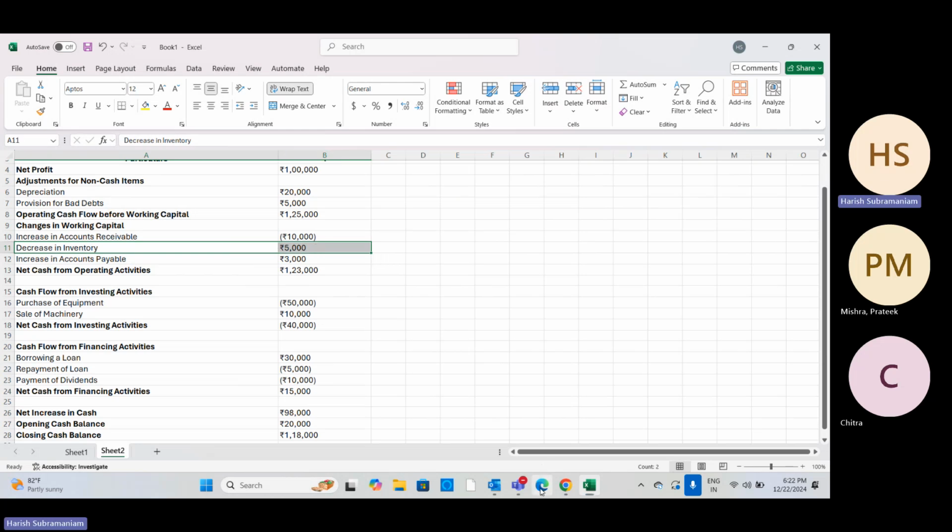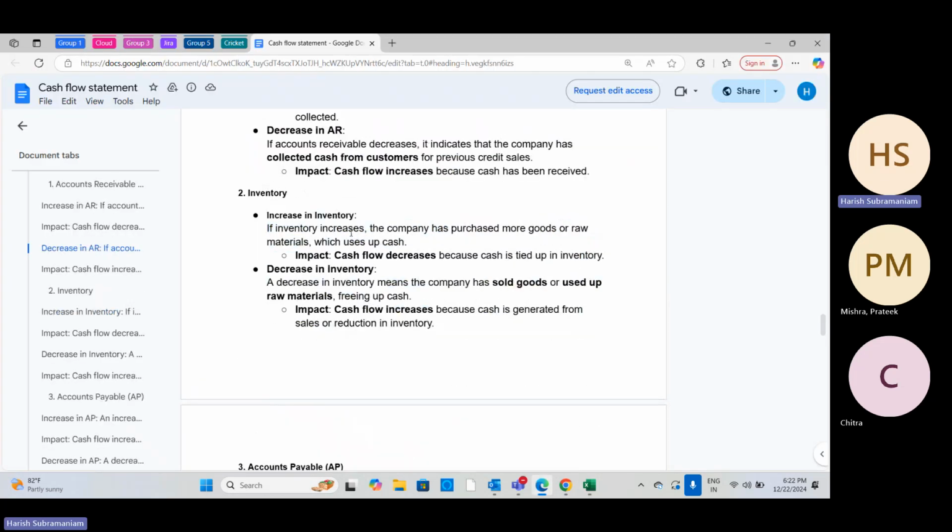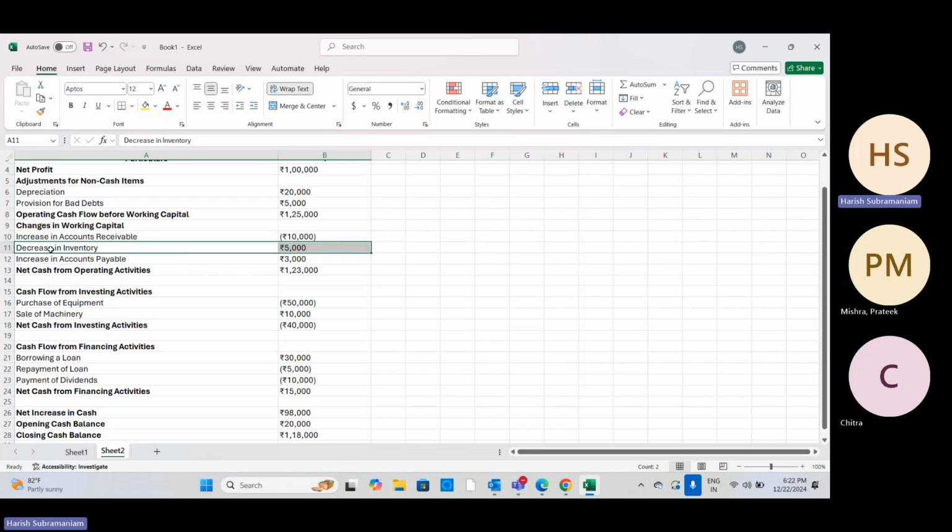Then we have inventory. If the inventory increases, the company has purchased more goods or raw materials, which uses up cash, right? When there is a decrease in inventory, the company has sold goods or raw materials, which is freeing up cash. So when there is a decrease in inventory, the cash has been freed up. And then we do this addition. There is minus 10,000 plus 8,000, which is minus 2,000. So there is 1.25 lakh minus 2,000, which is 1.23 lakh.